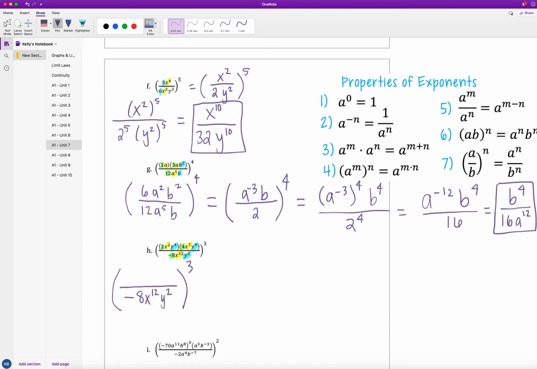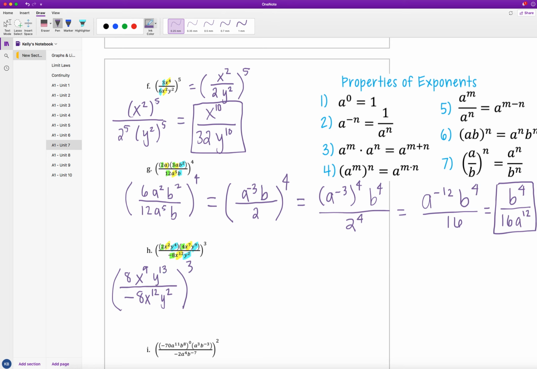In the numerator, I can multiply 2 times 4, which will give us 8. X to the 2nd times x to the 7th means that I can add the exponents because their bases are the same. That is our property number 3. So I'll end up with x to the 9th from 2 plus 7. I can do the same thing with the y's because their bases are the same and I'm multiplying them. I will add their exponents. 4 plus 9 will give us 13. So we've now simplified the numerator.